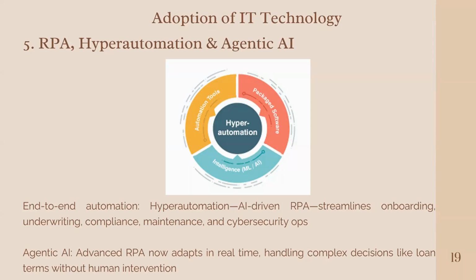In addition, the concept of agentic AI has taken RPA a step further. Unlike traditional automation, agentic AI can adapt in real time and handle the complex decision making processes, such as determining the loan terms without the need for human intervention. This level of intelligence and automation increases the efficiency, reduces human error, and enhances the customer services.